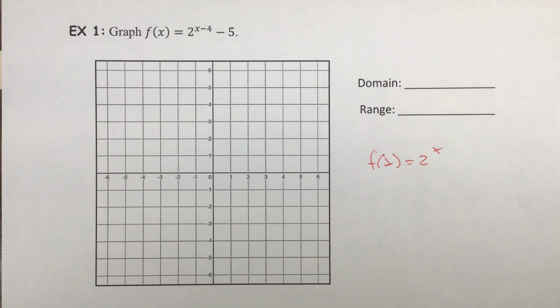Okay, what we're doing to this graph is a horizontal shift and a vertical translation. Those are the 2 things that we're doing. We don't actually have an a value. We don't have anything out front, so we're not going to vertically compress or stretch.